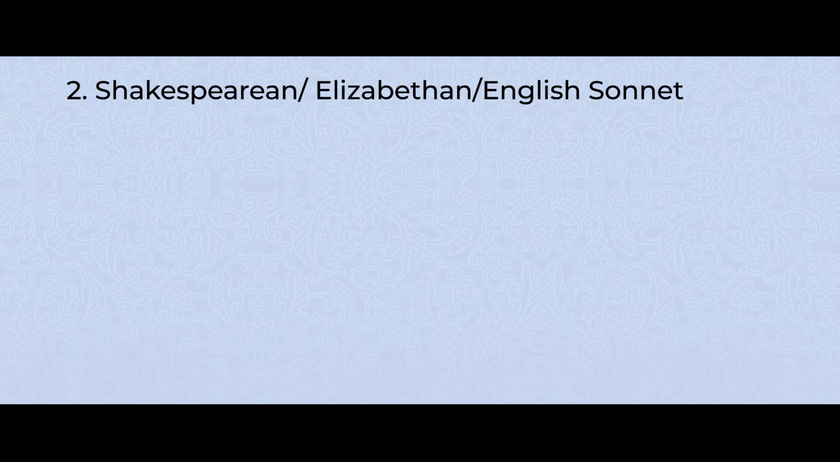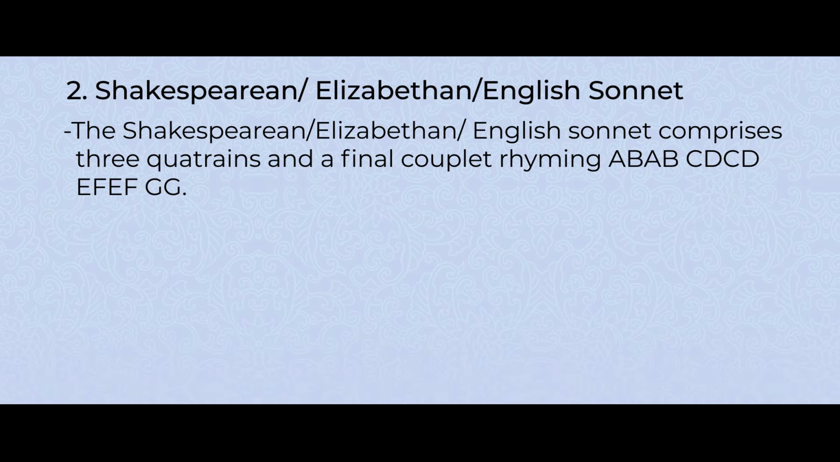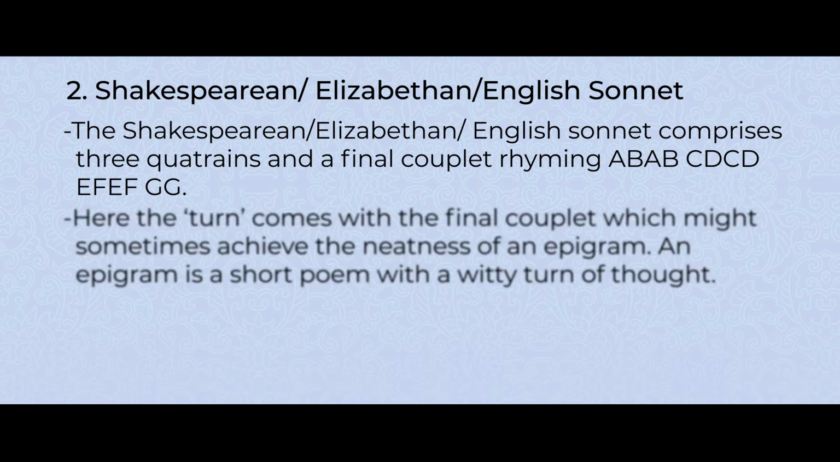The next type of sonnet is Shakespearean sonnet. Shakespearean sonnet is also called the Elizabethan sonnet or English sonnet. The Shakespearean sonnet comprises 3 quatrains and a final couplet with the rhyme scheme A, B, A, B, C, D, C, D, E, F, E, F, G, G. Here, the turn comes with the final couplet, which might sometimes achieve the neatness of an epigram. An epigram is a small poem with a witty turn of thought.